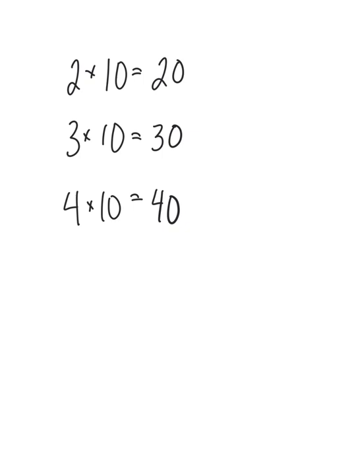And what I want you to notice is the fact that when we multiply by a power of 10, and when I say a power of 10, I'm talking about multiples of 10. So 10, 100, 1,000, 10,000, these are all powers of 10. You want the number of zeros on both sides of your equation to match.